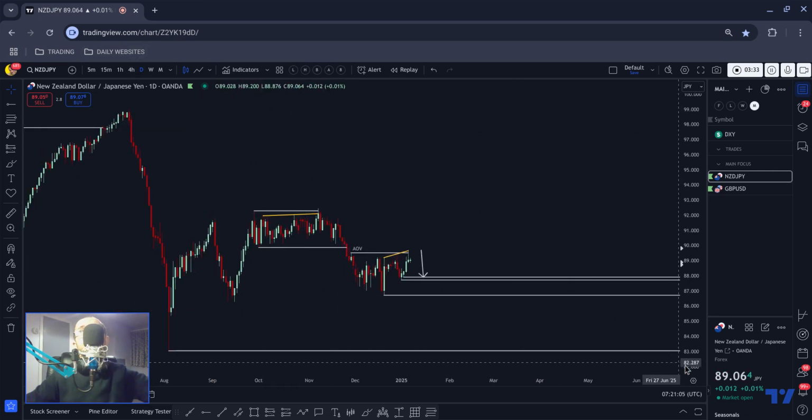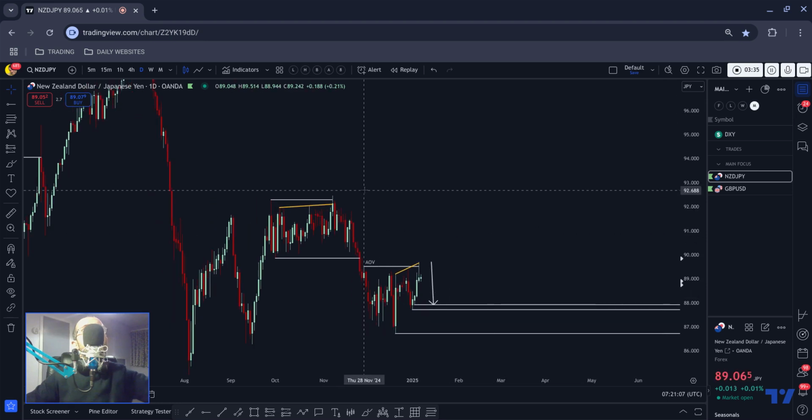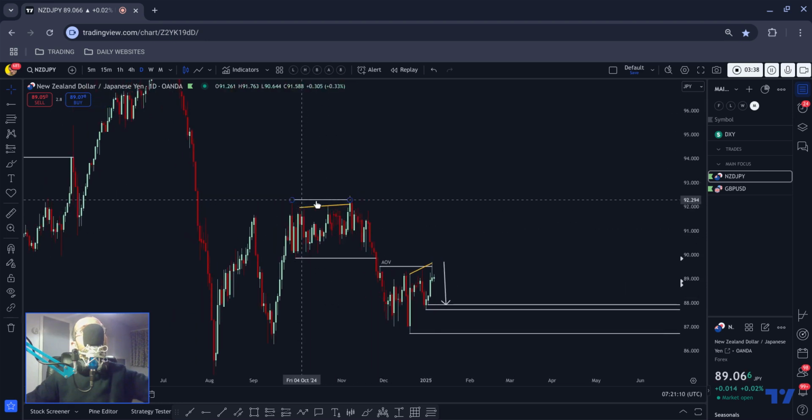Once we drill down to the daily chart, we can see that we have a reversal structure into that.